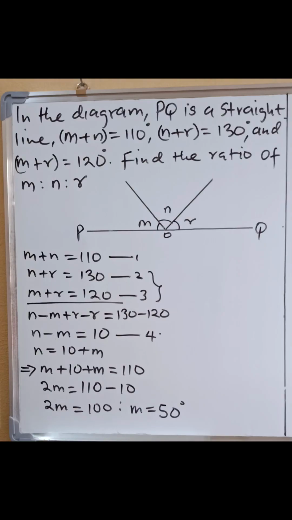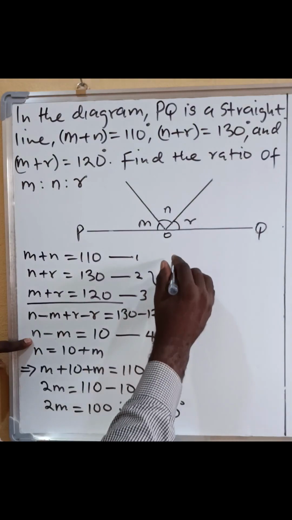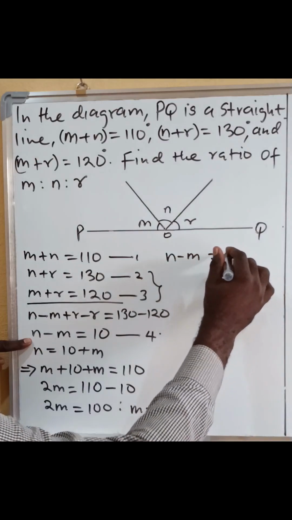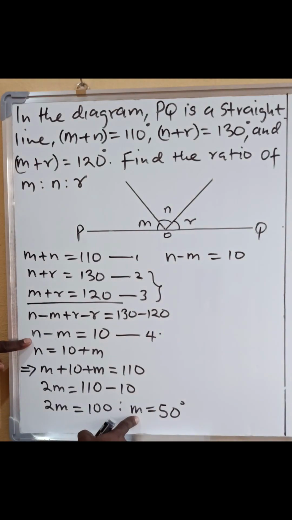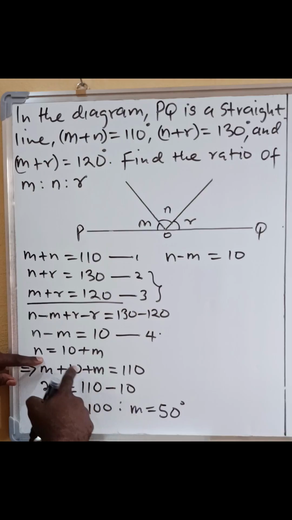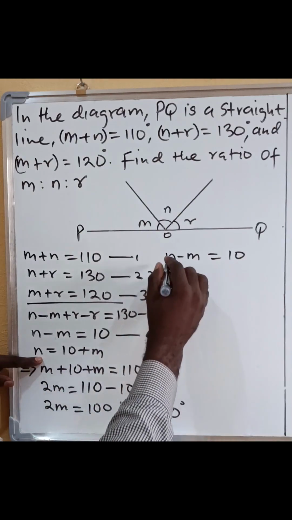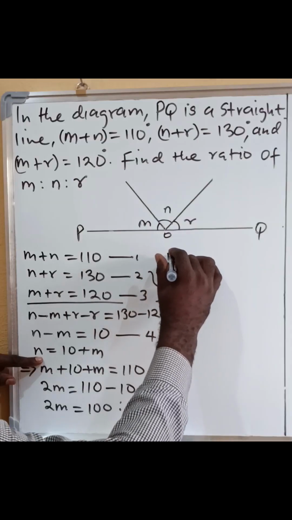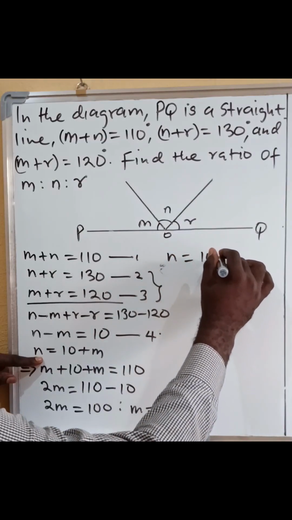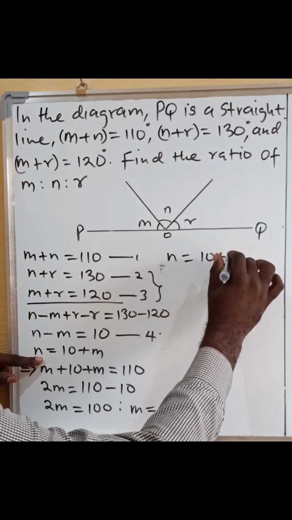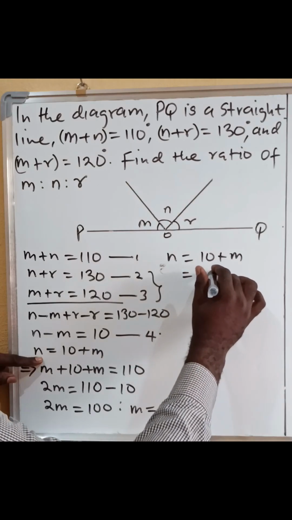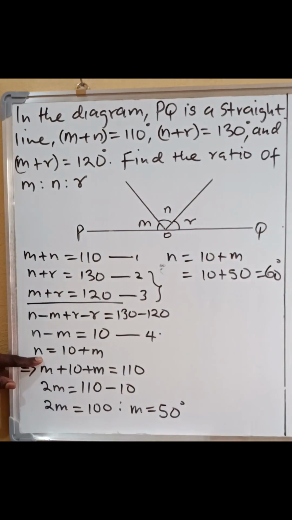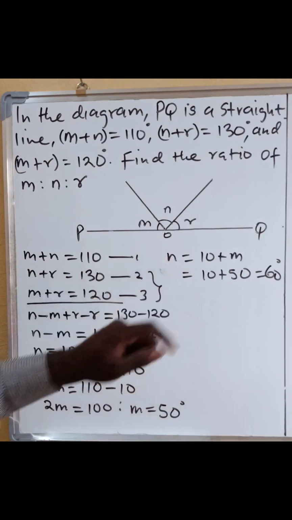Now, how do I get N? Take note that here I have my N minus M equals 10. And here my N is 10 plus M, which is 10 plus 50. That is 60 degrees. So my N is 60.